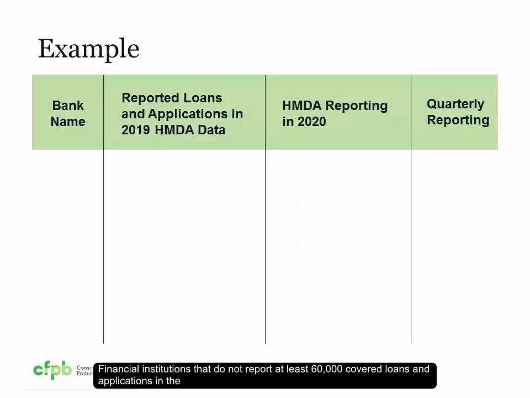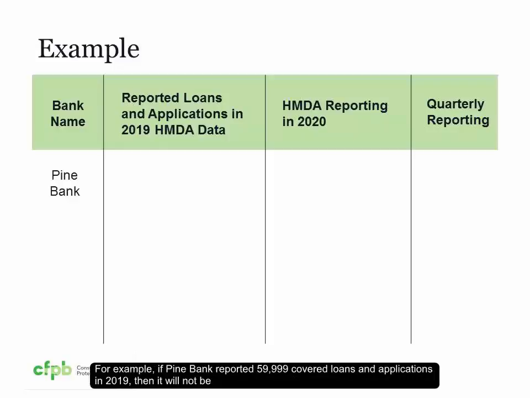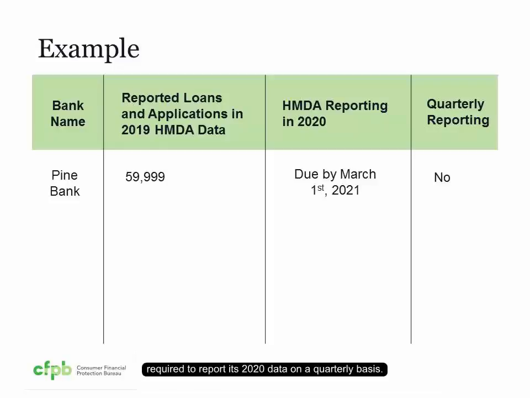Financial institutions that do not report at least 60,000 covered loans and applications in the preceding calendar year are not required to submit quarterly HMDA data. For example, if Pine Bank reported 59,999 covered loans and applications in 2019, then it will not be required to report its 2020 data on a quarterly basis.